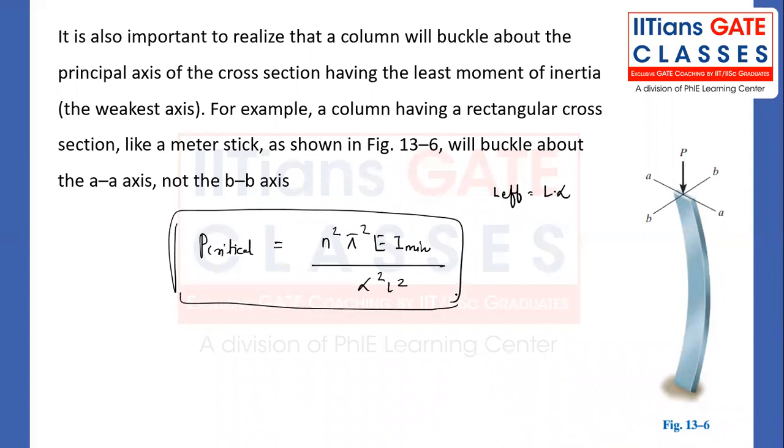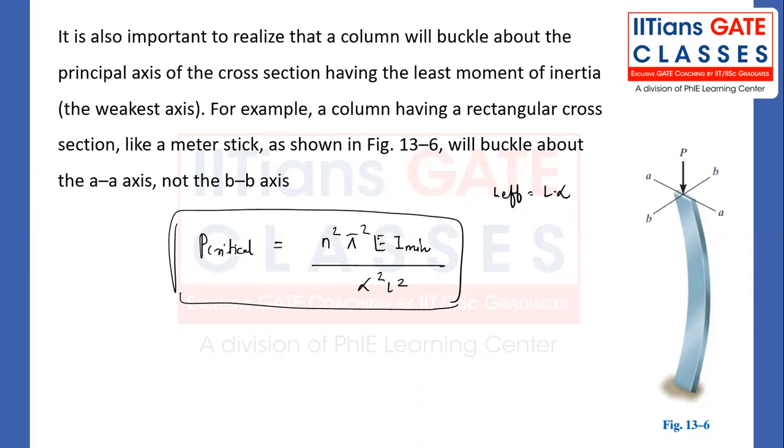This is the formula. But you observe in the formula we have written I minimum, the moment of inertia should be minimum. Remember, the column will buckle about that axis about which the moment of inertia is least. What is the basic idea of studying the moment of inertia? What is the meaning of moment of inertia? Moment of inertia is nothing but what deals with the rigidity of the structure.